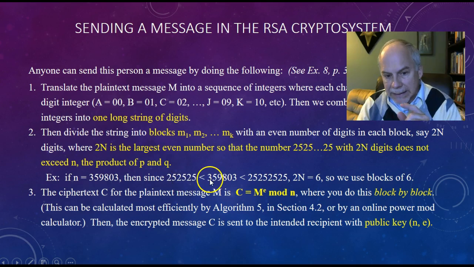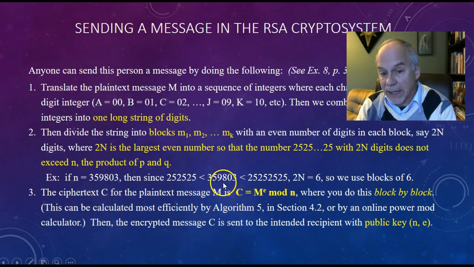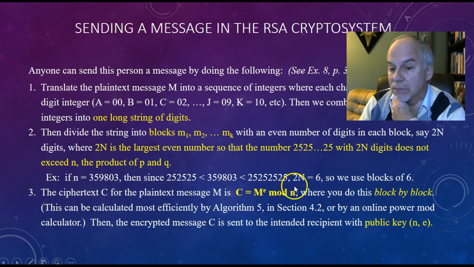Now, the 252525 with 6 digits does not exceed the number 359803. So we'd use 2n being 6. In other words, we'll use blocks of 6.